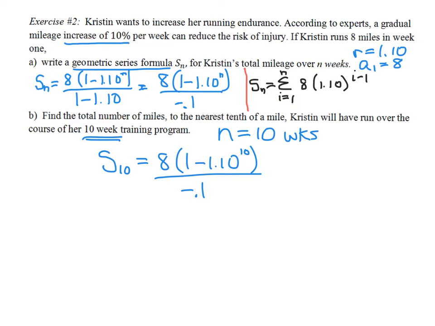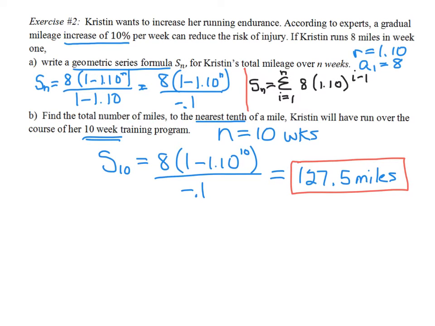Now this we can just go ahead and type into our graphing calculator. It does say round your answer to the nearest tenth of a mile. So for this one I see that 127.5 miles is the total number of miles that Kristen will have run if she does this plan for 10 weeks. Now obviously that answer definitely makes sense.